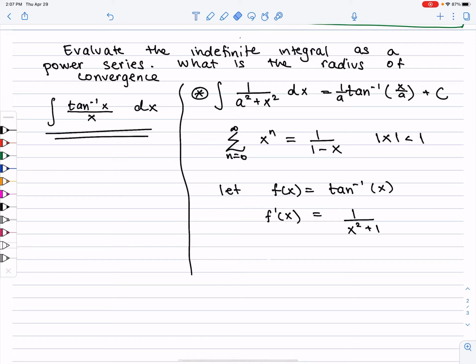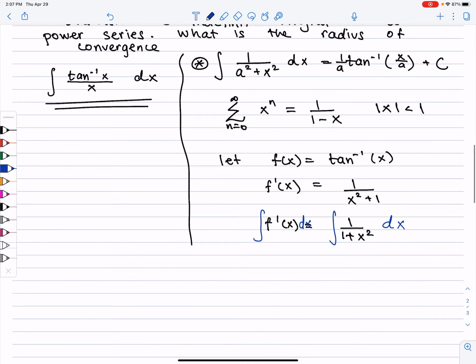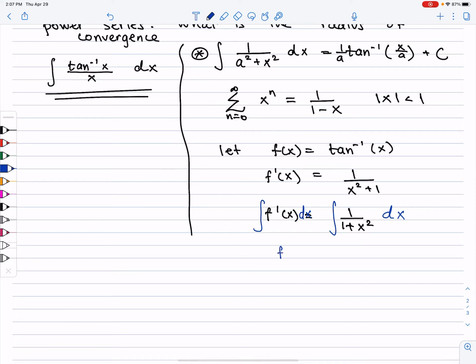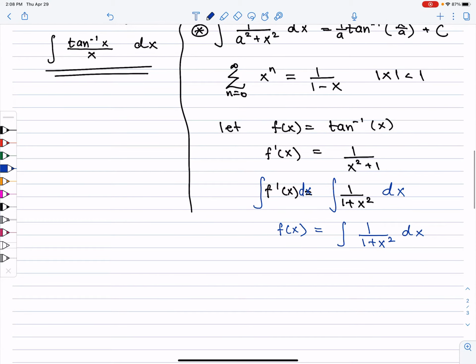And I want to tell you that this makes sense because if f prime of x is equal to 1 over 1 plus x squared, and if we take the integral with respect to x on both sides, then we can say that f of x is equal to the integral of 1 over 1 plus x squared dx. But what is f of x? Well, remember that f of x is equal to tangent inverse of x.